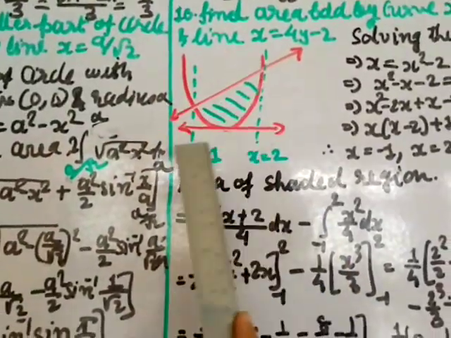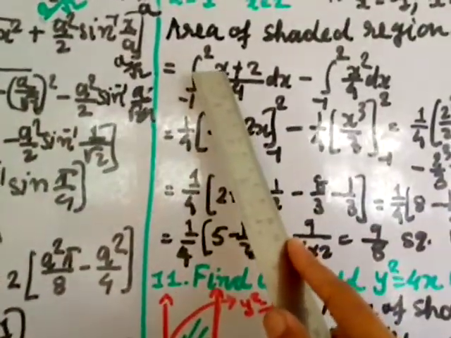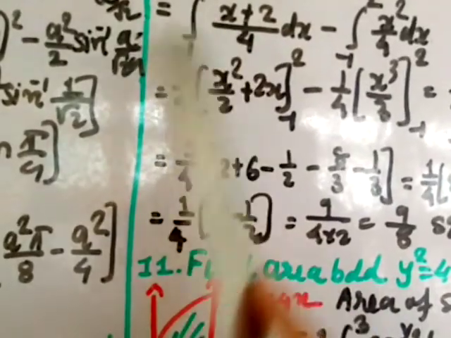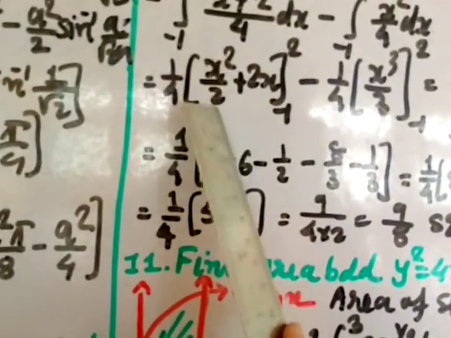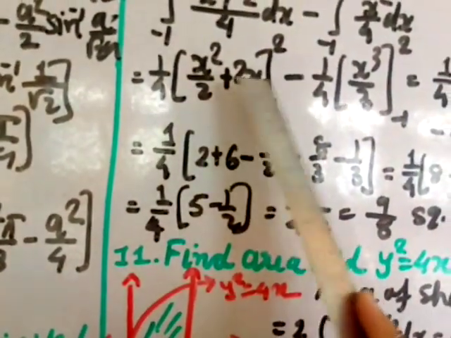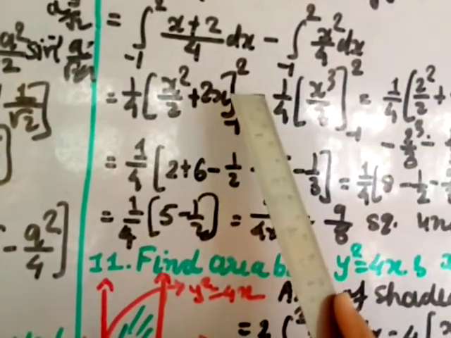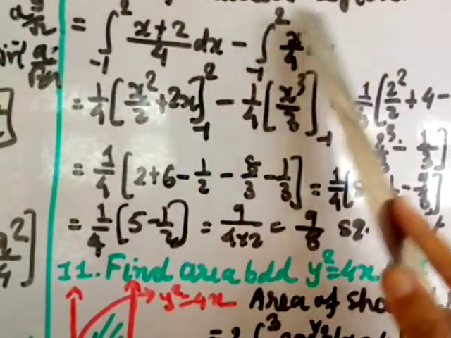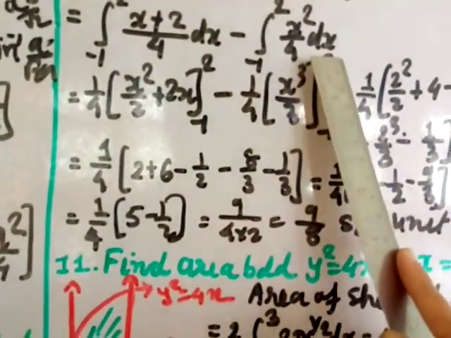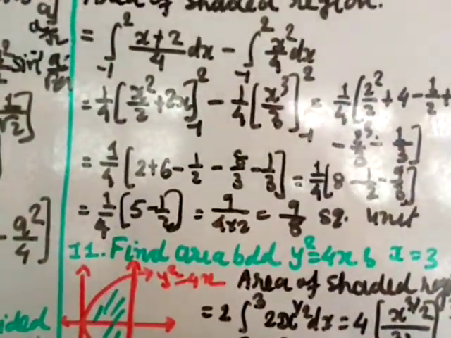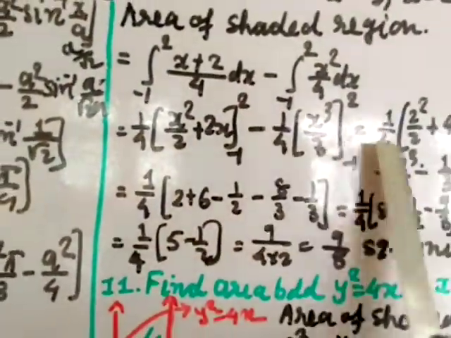So these two limits. I am taking 1 by 4 common outside, and I am integrating x as x square by 2, and 2 will be 2x, minus 1 to 2. Minus this 4 is 1 by 4, x square is x cube by 3, minus 1 to 2. Limit is the same, so I am just going to put together, taking 1 by 4 common, and I am going to put the limit together.